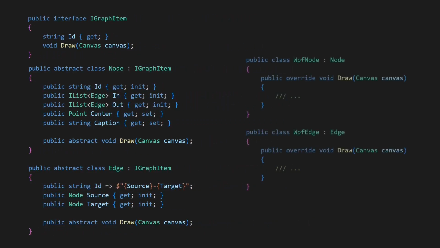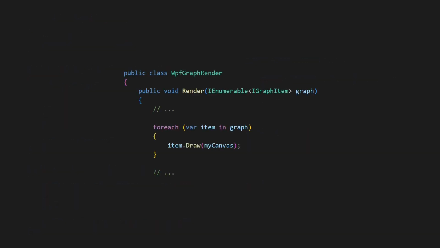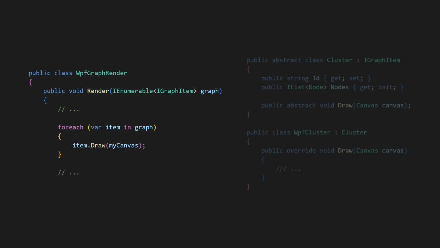We then create rendering technology specific derived classes, which implement the draw method. Finally, we adapt the render function of the graph renderer and open it for extension of new graph items. Now adding support for clusters does not require any code changes in the graph renderer. This design is also ready for future changes of similar kind, like undirected edges or nodes of different shapes.